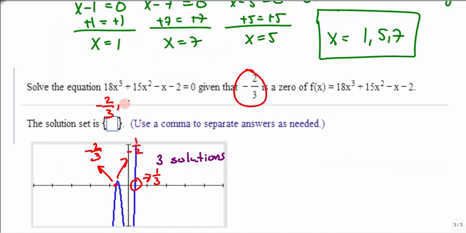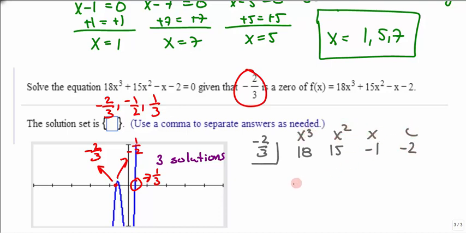So if you're good at converting your fractions from decimal form to fractional form, it wants your solutions in fractional form. So I guess you can go in and verify your solutions. But let's go ahead and see how you would do this by hand, starting with some synthetic division. So we have negative 2/3 is our value here that we're checking. My powers are 18, 15, negative 1, negative 2. Remember powers, x cubed, x squared, x, and constant.